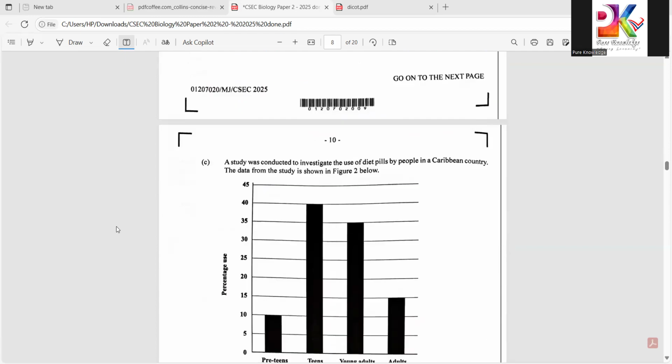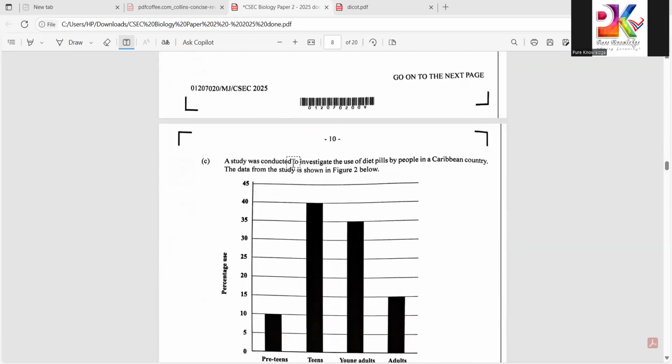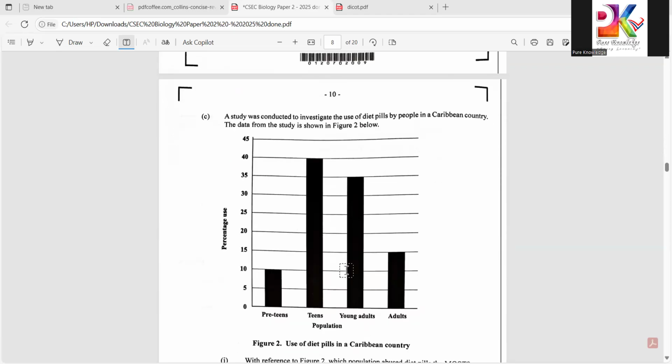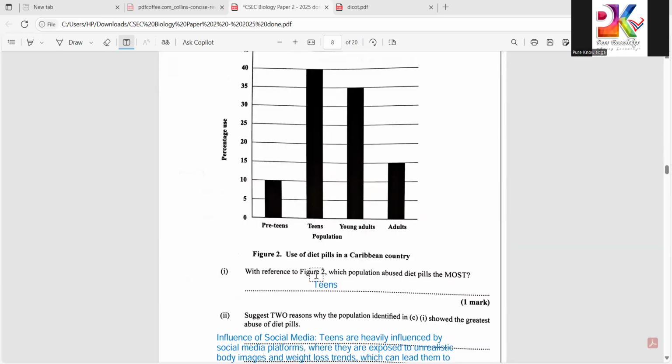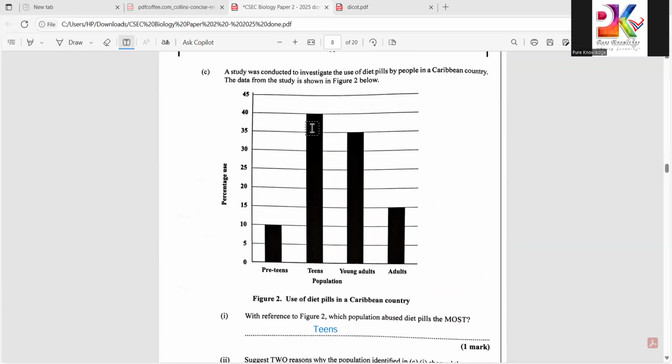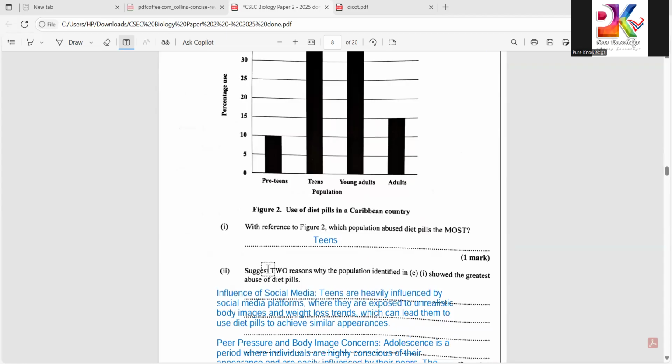So, moving on. A study was conducted to investigate the use of diet pills by people in a Caribbean country. The data from the study is shown in figure 2 below. All right, so here's the data. Next question says, with reference to figure 2, which population has used diet pills the most? And of course, teens is the highest, so teens it is. Next, suggest two reasons why the population identified as C1, which is teens, shows the greatest abuse of diet pills. That's up to perception. Again, it's a thinking question. It's just common sense.